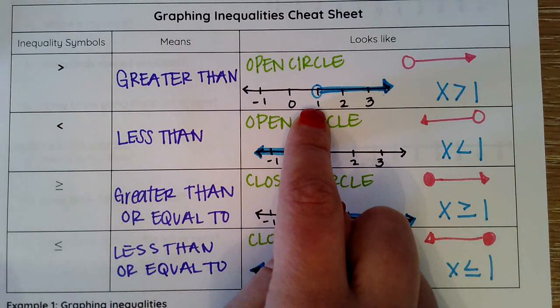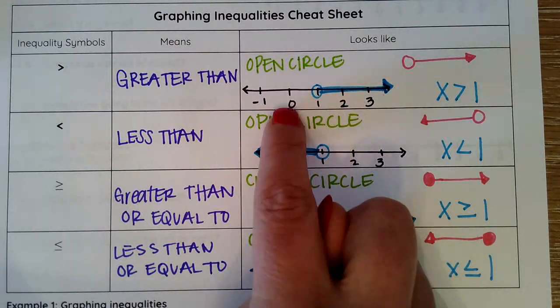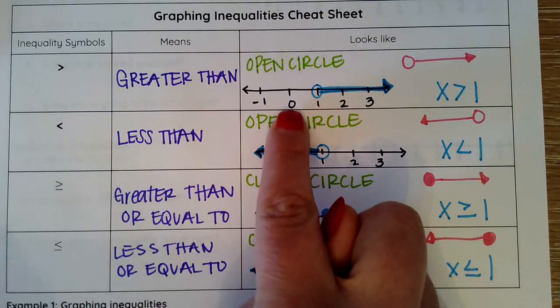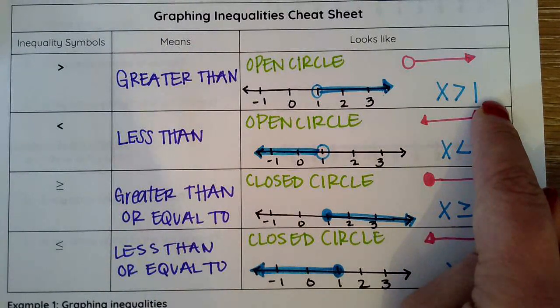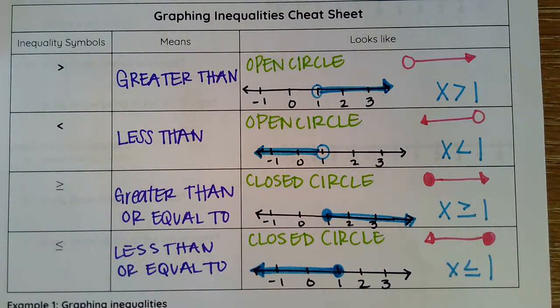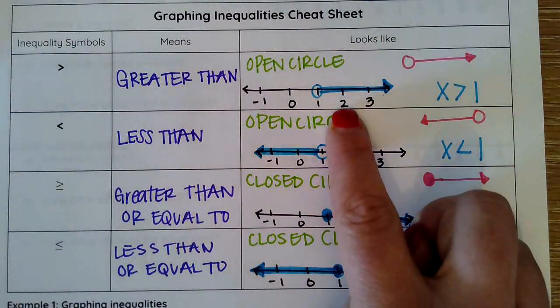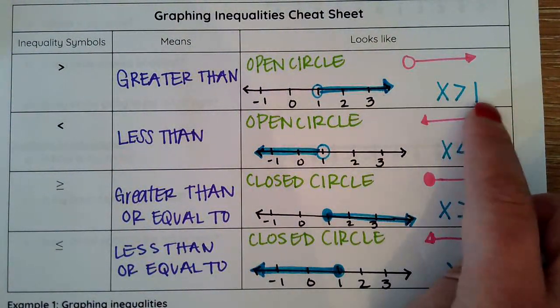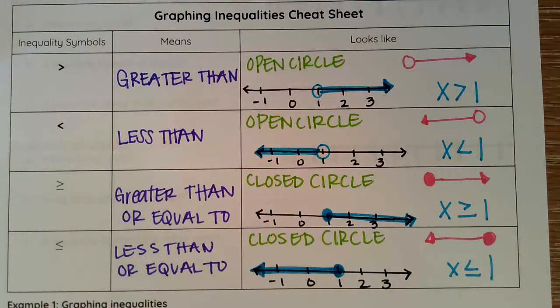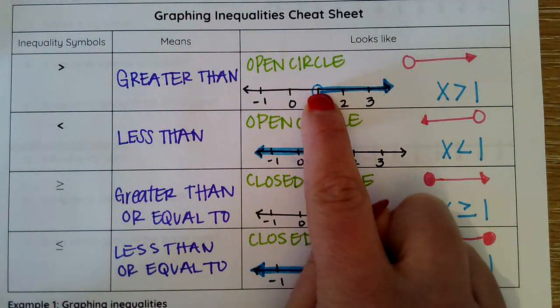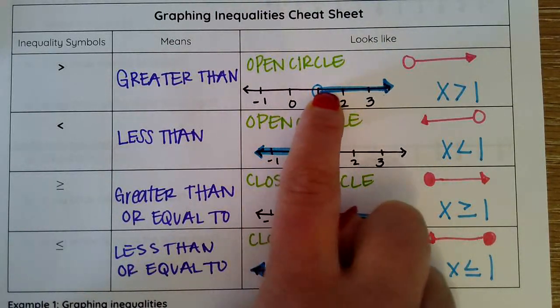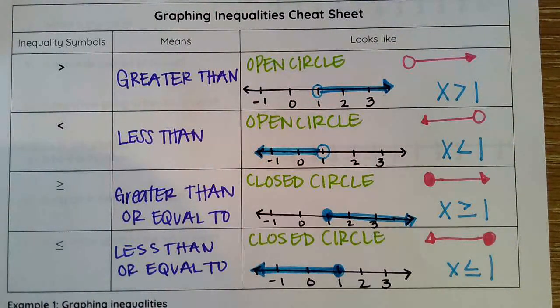Now, to help us remember which direction we go, we plug in both numbers to either side of that 1. So for example, let's plug in 0. 0 is greater than 1? Well, that's false. So our solution set cannot go to the left. If I plug in 2 and say, 2 is greater than 1, that does make it true. And therefore, my arrow demonstrating where my solution set is will go to the right.